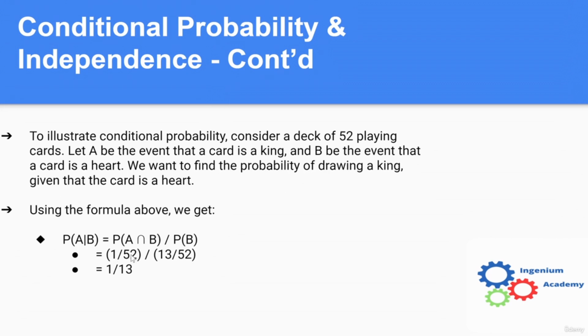And so we divide these two numbers by themselves and we get 1 out of 13. That should make sense because if we already know that we're in the set of these 13 cards that are hearts, how many of those are actually kings? There's only one. Let's hop into a visual example real quick to get a decent understanding of what this means, and so we can help visualize it in our heads.